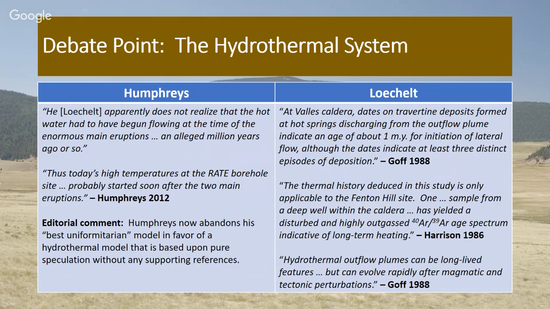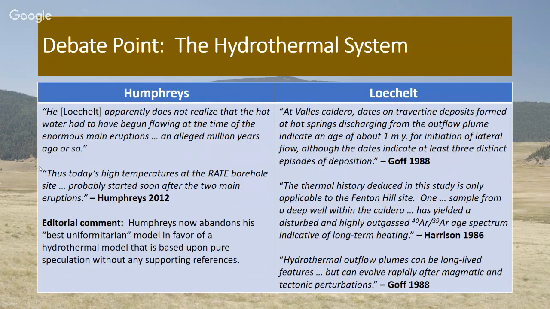He's abandoned it again and now proposing a hydrothermal model and says, well, even if you rely upon a hydrothermal model, it's going to have the same age as the volcano. What's interesting is he proposes his hydrothermal model without any references, without any substantiating data. It is really just pure speculation on his part. And like so many of the things that Humphreys does, he oversimplifies things. So let's look at what researchers really have learned about the hydrothermal system.